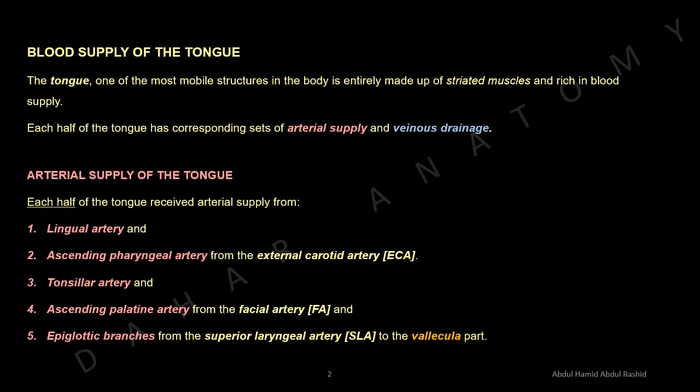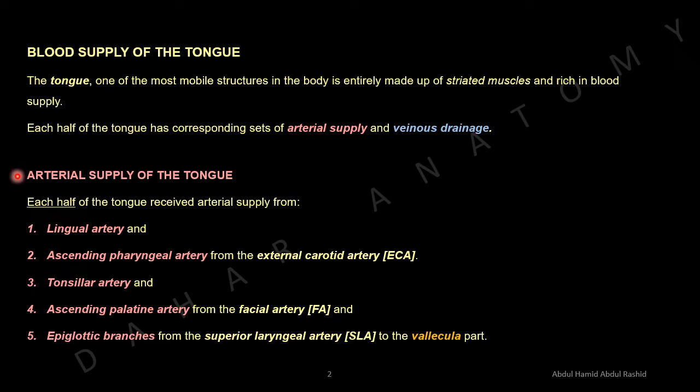Blood supply of the tongue. The tongue, one of the most mobile structures in the body, is entirely made up of striated muscles and rich in blood supply. Each half of the tongue has corresponding sets of arterial supply and venous drainage.